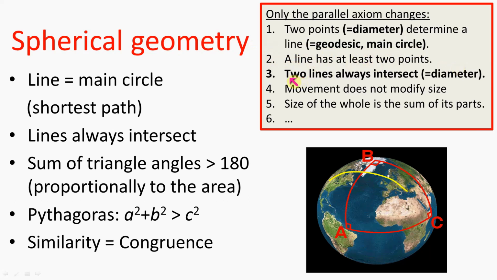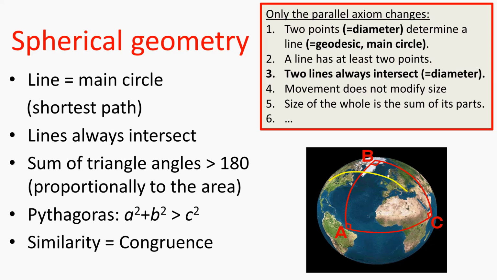What about the third axiom, the parallel axiom? On the sphere, it is impossible to set 2 main circles in a way that they don't intersect each other. We may say that they always intersect each other in 2 points, but these 2 points are identical because they are antipodal points on the sphere.